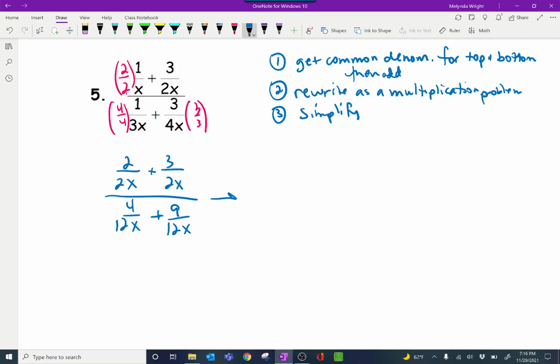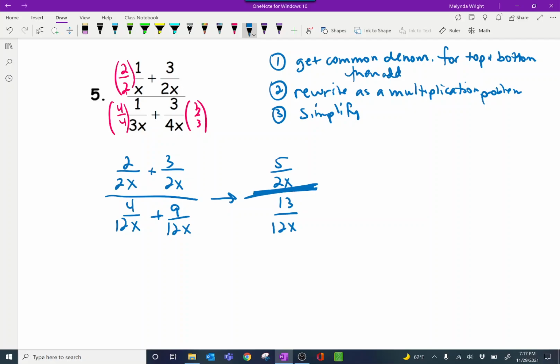So let's add. We got the common denominator for top and bottom. Now we're going to add. So remember, we add across the numerators. So 2 plus 3 is 5 over 2x over 4 plus 9 is what? 13 over 12x. Now when we have complex fractions and we get it like this, we need to make sure we really pay attention to what the main fraction bar is, because we can get really confused about this. So the main fraction bar is still this one right here. Okay, that's the main fraction bar.